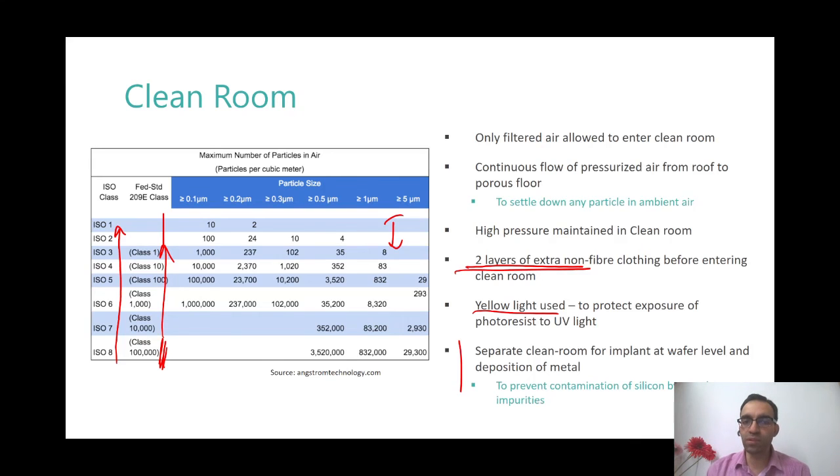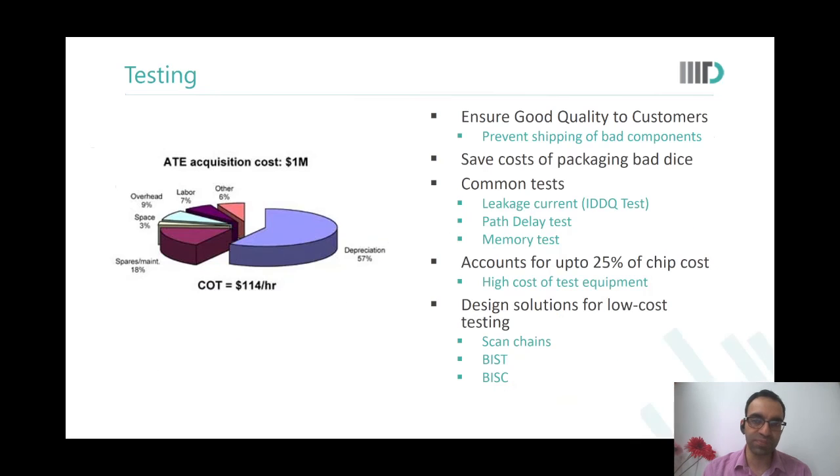So clean rooms are, again, something where the logistics management of a VLSI facility is a completely different beast. My attempt over here is just to share with you how much goes into it. So many people ensure that you and I are able to design what we are designing well. Okay.